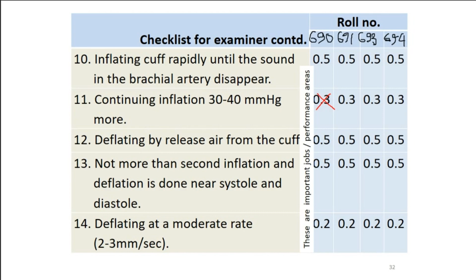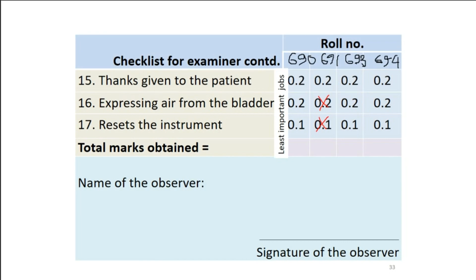Role number. Checklist for examiner content. 15. Thanks given to the patient. 16. Expressing air from the bladder. 17. Resetting the instrument.